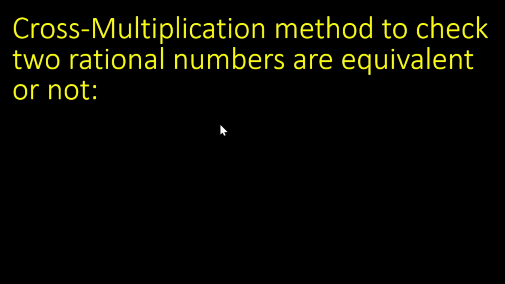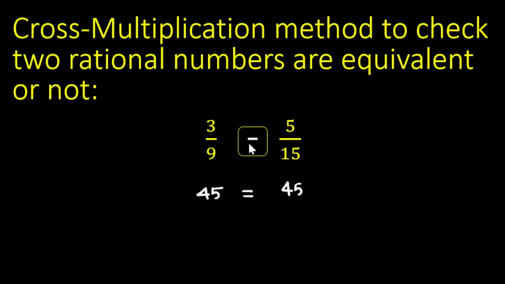Cross multiplication method to check whether two rational numbers are equivalent or not. Whenever two rational numbers are given and we want to check whether they are equivalent or not, we use this cross multiplication method. Let us take some examples and understand. We want to check 3 by 9 and 5 by 15, whether they are equivalent or not. Then what we do is, we multiply 15 and 3 and we multiply 9 and 5, and then we write the answer. 15 threes are 45, 9 fives are 45. If the products are equal, we can decide that the rational numbers are equivalent. So 3 by 9 is equal to 5 by 15.